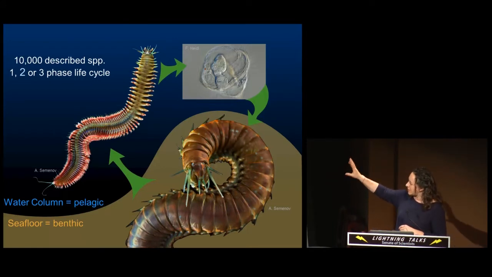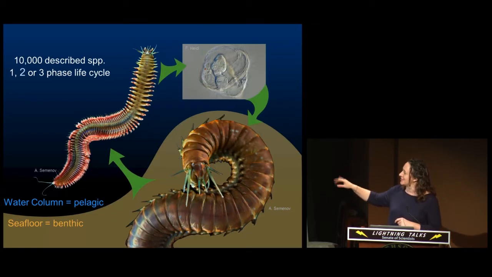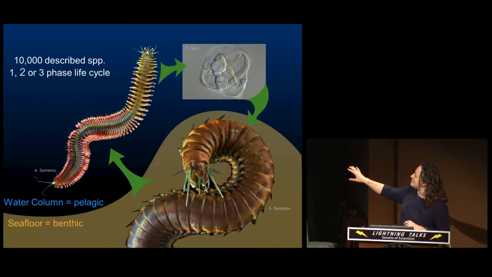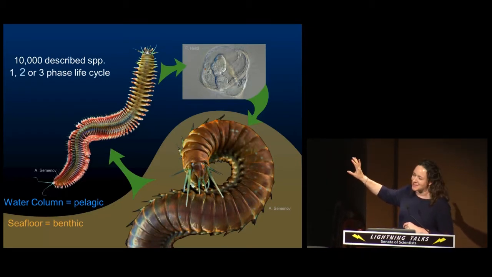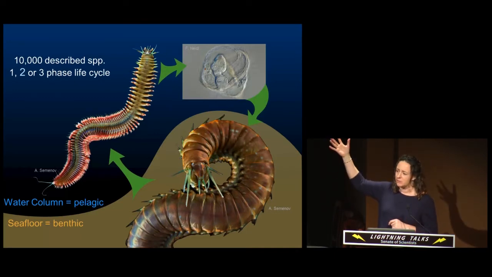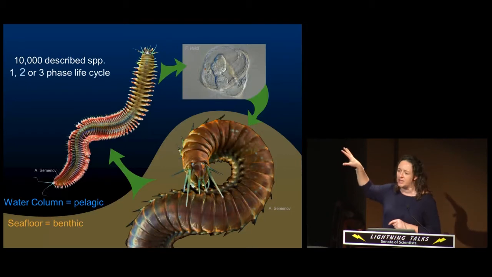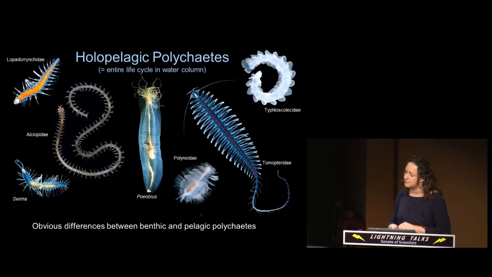Some polychaetes have, it's interesting, little jostle there. I was hoping not to make people seasick today, but maybe we will anyway. Some polychaetes have a three-phase life cycle where the benthic adults then transform and go back up into the water column for their reproductive phase of their life. And then there's the third type of life cycle where they just do everything in one place. So they have either an entirely benthic existence or an entirely pelagic existence.